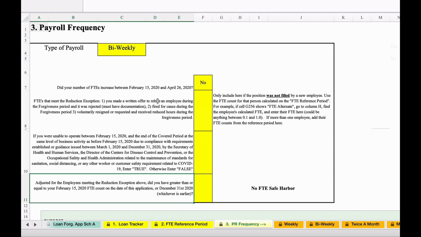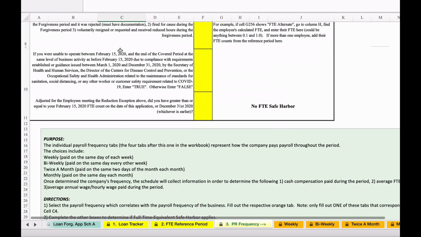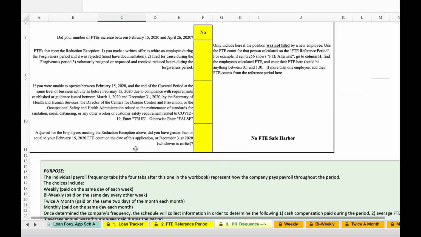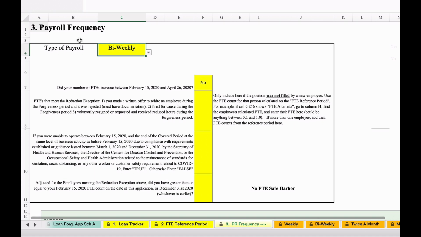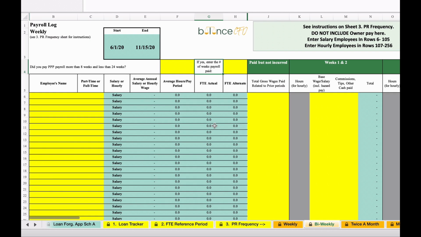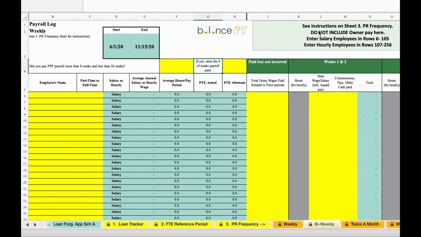Okay, so then when you've done this, remember there's a lot of directions down here if you're confused on what this all means. We've written it all out below. But once you've picked your type of payroll, you're going to go to that tab. In this case, we're going to go to the BiWeekly. You can read up here what the instructions are. See, we just said sheet 3, where we just were, has instructions for filling out this form.